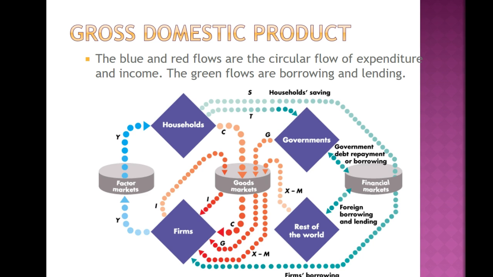Okay, I'm not sure why I put that slide in because we already have the blue and red flows. We know that. Are the circular flow of expenditures and income? Yes, we know that. The green flows are borrowing and lending. They're kind of not really green, so I just call them the two-sided arrows.